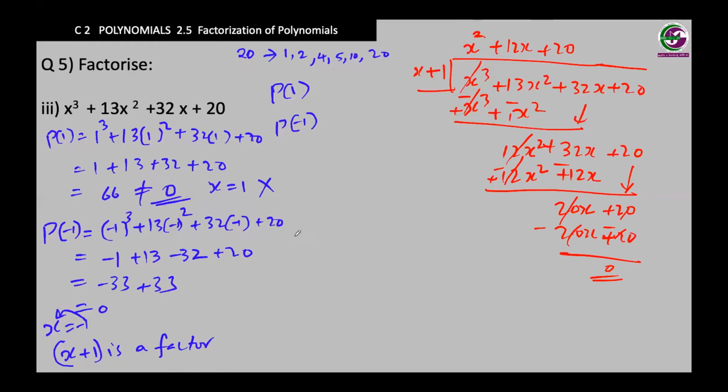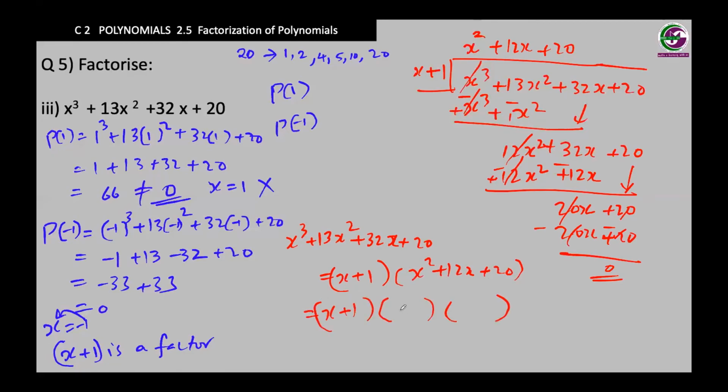So we can rewrite x cubed plus 13x squared plus 32x plus 20 as the first factor, x plus 1, times the quotient that we get from here, x squared plus 12x plus 20. Again, the coefficient is 1, so we can use the shortcut method: open two brackets, starting with x and x. Which two numbers on multiplication will give you 20, and the same numbers on addition should give you 12? What are the numbers?